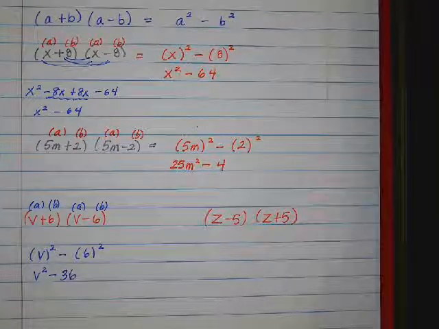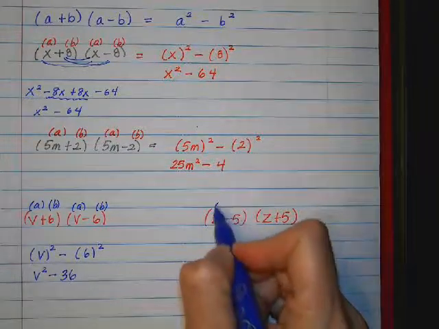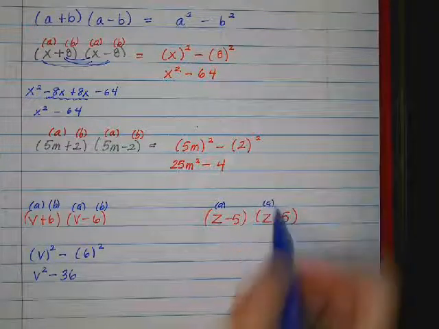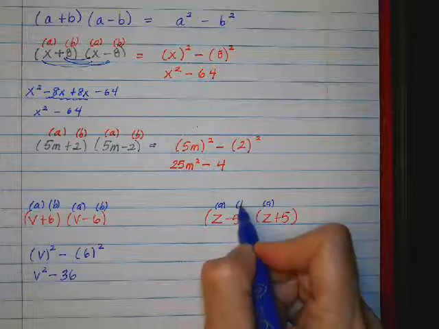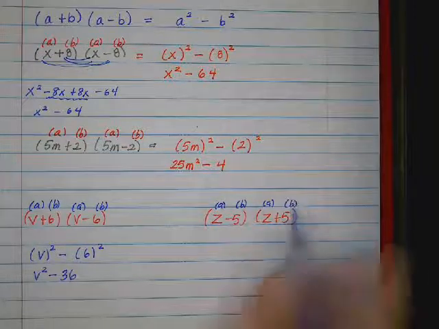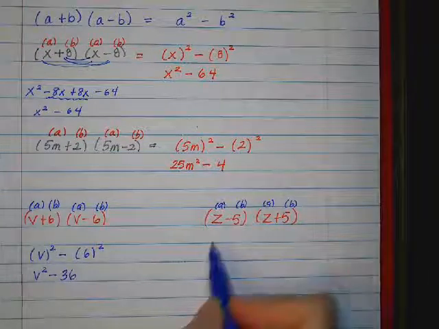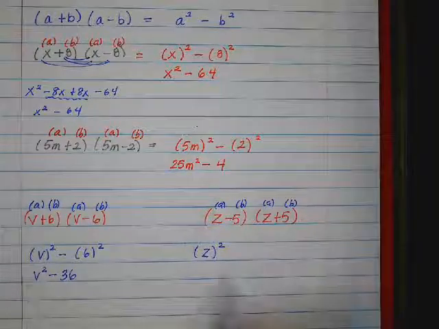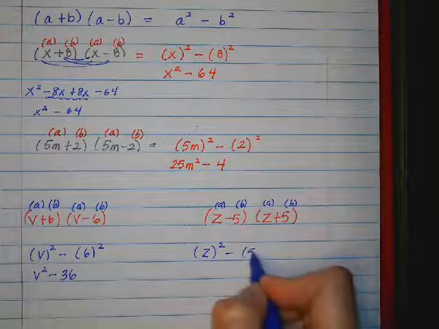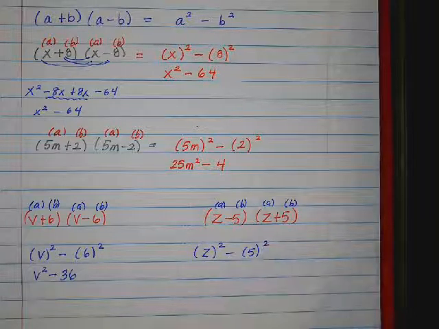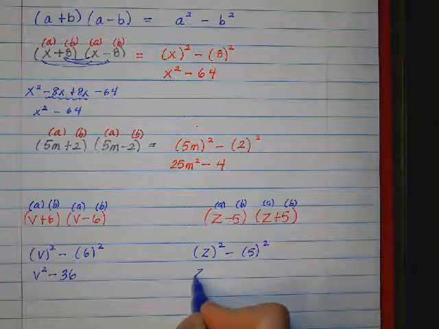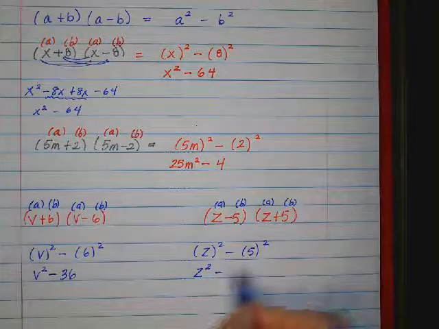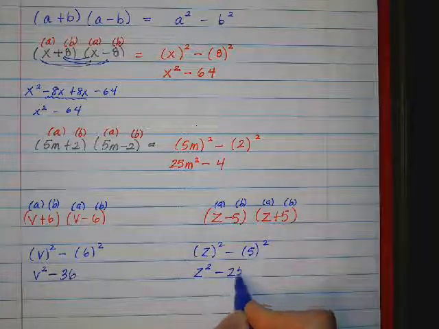I'm done. So identify my a value, then I notice they're both z. Identify my b value, they're both 5. So I take my a value, which is z, and I square it, minus my b value, which is 5, and I square it. So z squared is, well, z squared, minus 5 times 5, 25.